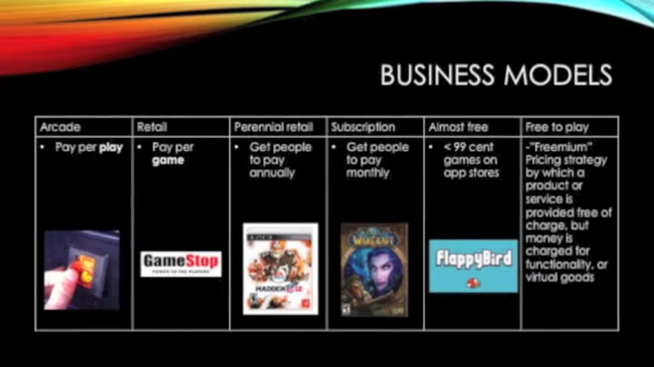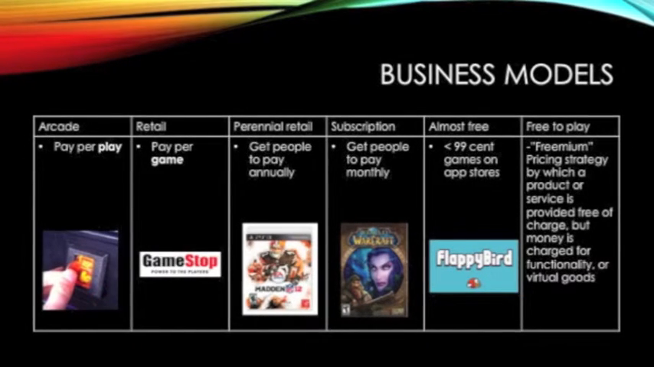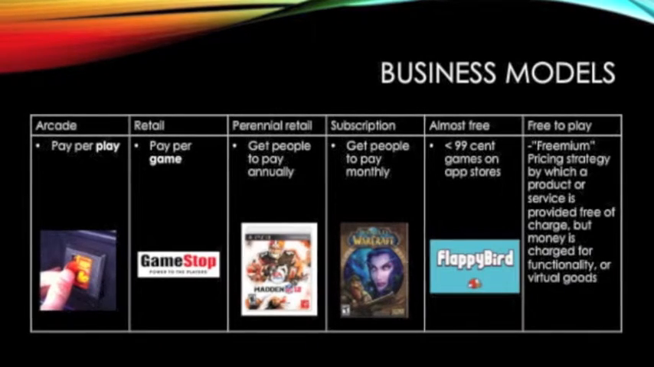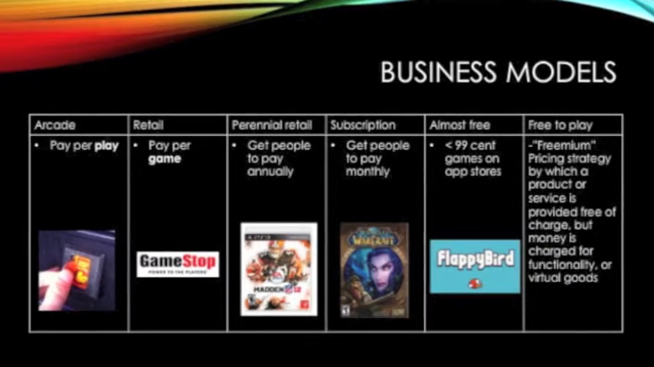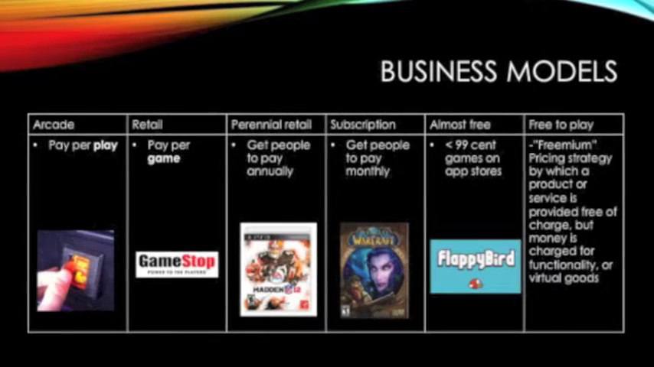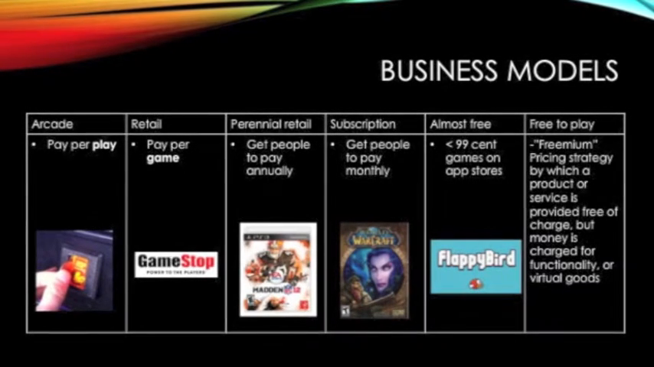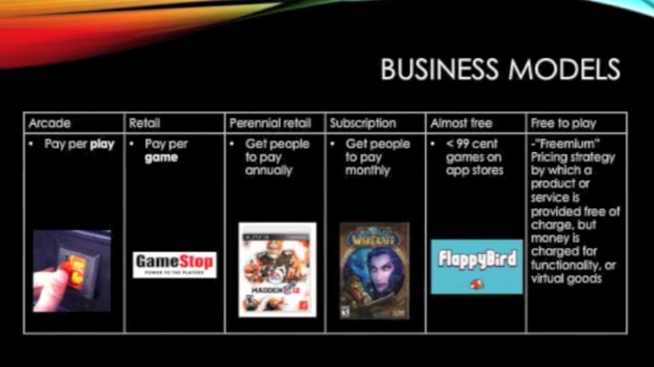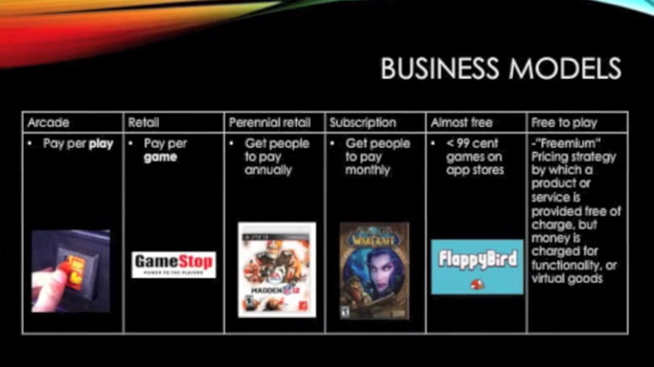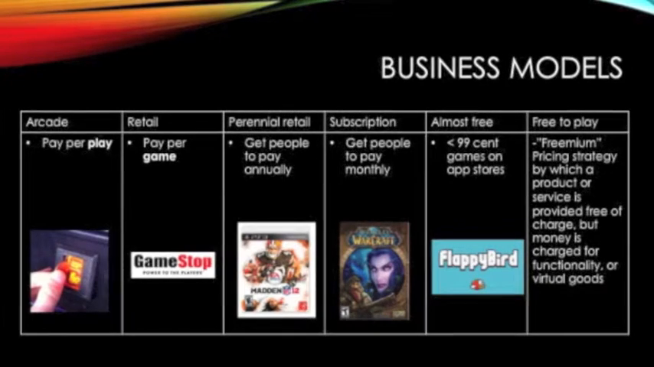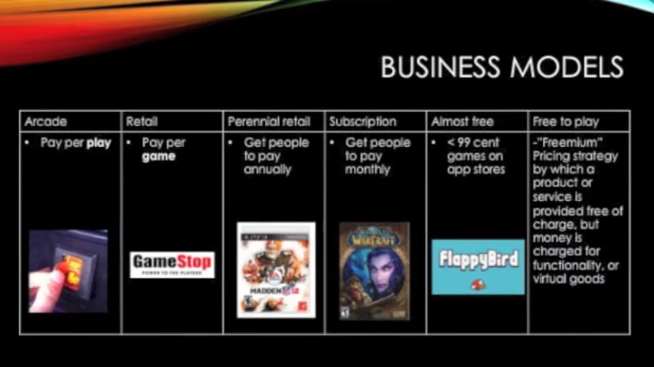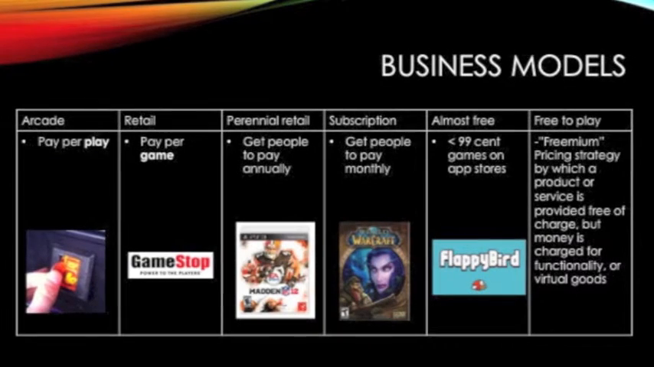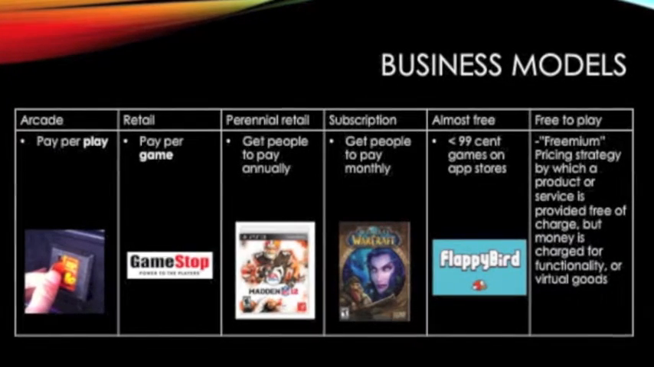There are several different business models for video games, and each became popular through the decades with each new technology. The arcade was pay per play. Retail was pay per game, such as GameStop. Perennial retail got people to pay annually, like a subscription service, or a subscription service got people to pay monthly. Games such as World of Warcraft employ that system.